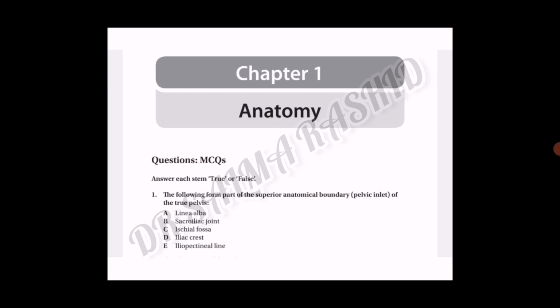Question number 1: Which of the following form part of the superior anatomical boundaries of the pelvic inlet of the true pelvis? The options are linea alba, sacroiliac joint, ischial fossa, iliac crest, iliopectineal line.